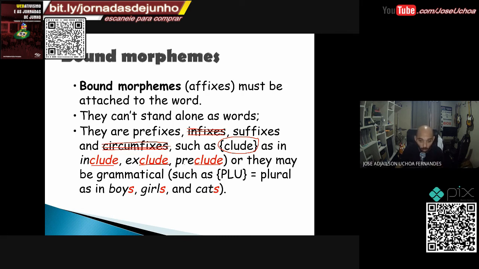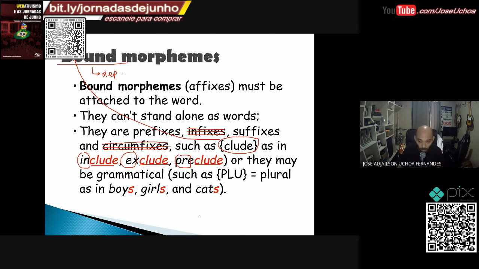But what I wanted to pay attention to here is that clude does not mean anything because clude is dependent on what comes before. It's dependent on another morph, in, ex or pre. And that's what we mean when we say it's bound. Bound means depending on, depending, okay? It's a depending morpheme.